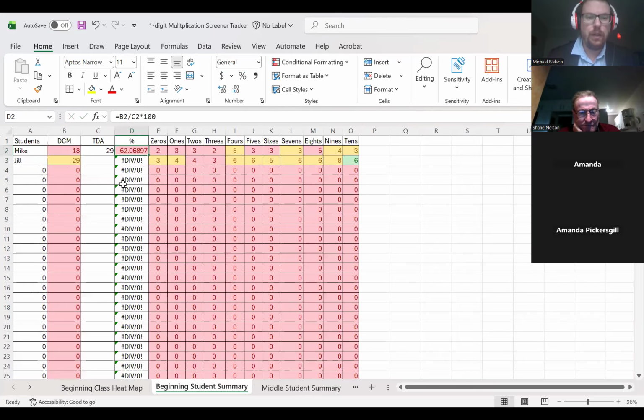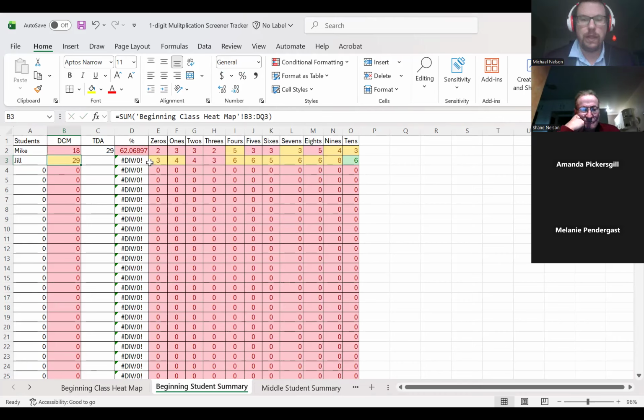When I go down to hers, you can see that she's got a different color coding. So red is well below, yellow is below, green is benchmark, and blue is well above. Now, obviously, we want our students in green and blue. If we're familiar with Dibbles, it's the exact same concept.